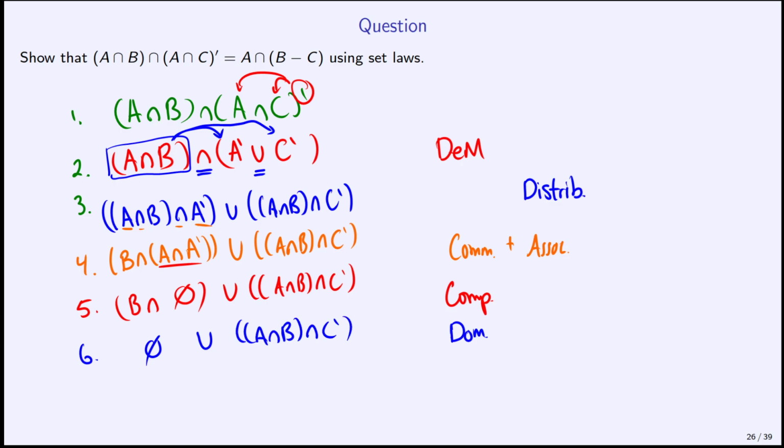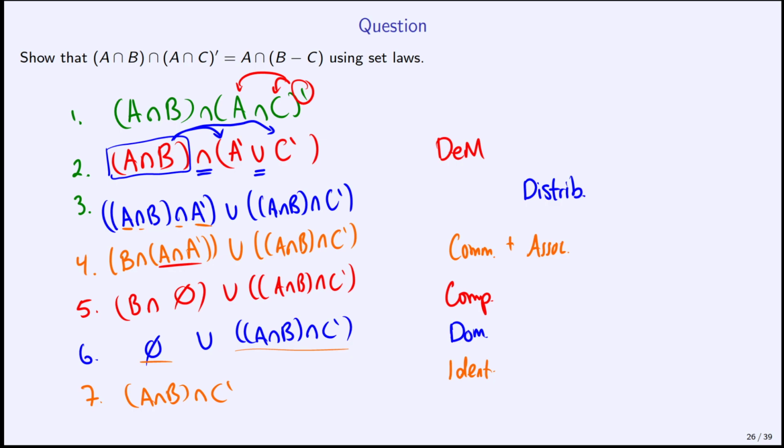Okay. At this step, 7, I have the empty set union something else. So this is a case of the identity law. The identity law says if I have the null set, the empty set, union anything else, I get that anything else back. Because I'm taking elements in both the empty set and A intersection B intersection C complement. So I'm just left with everything in A intersection B, intersection C complement. Should use orange to be consistent here.